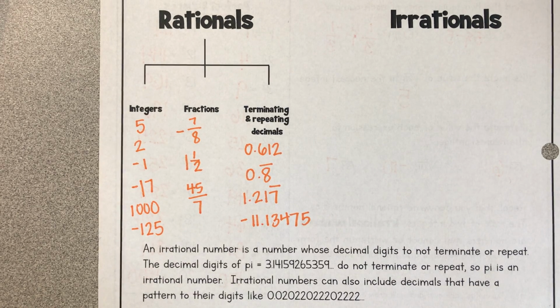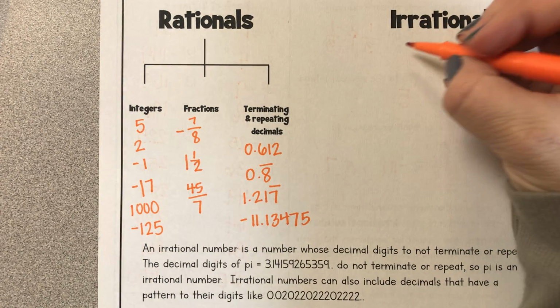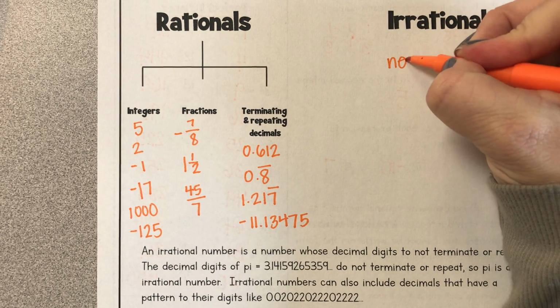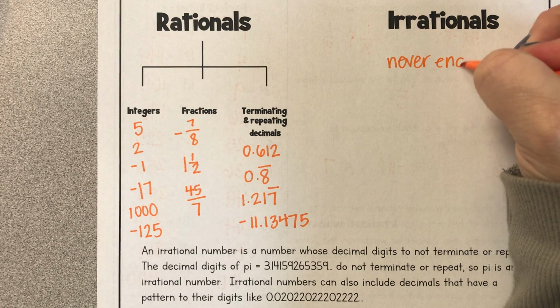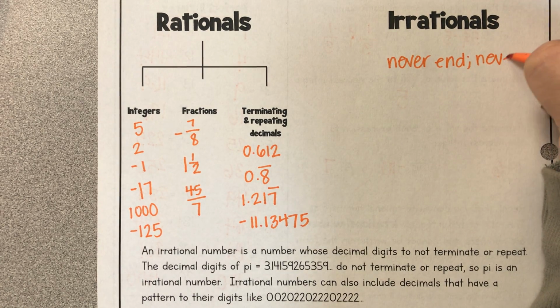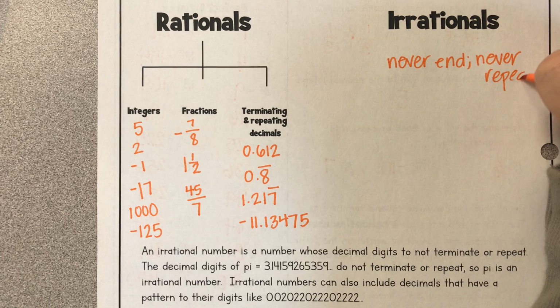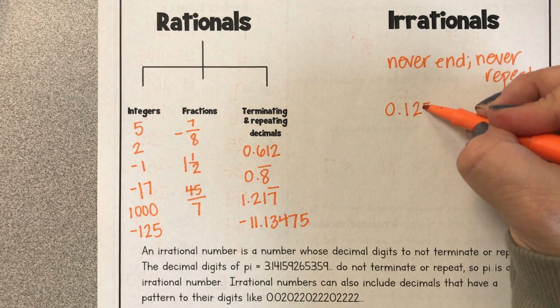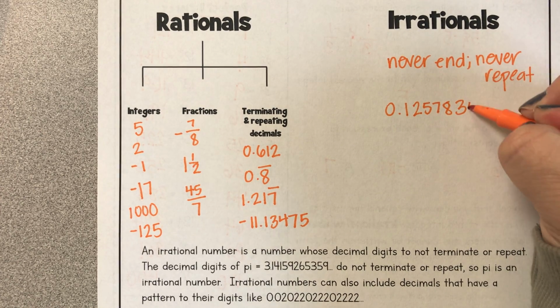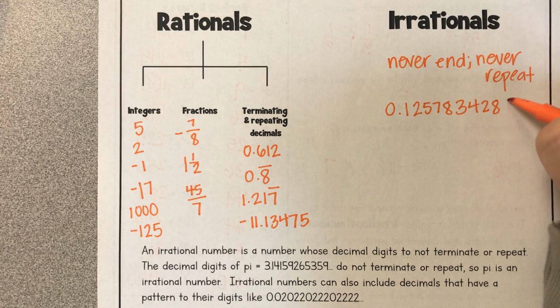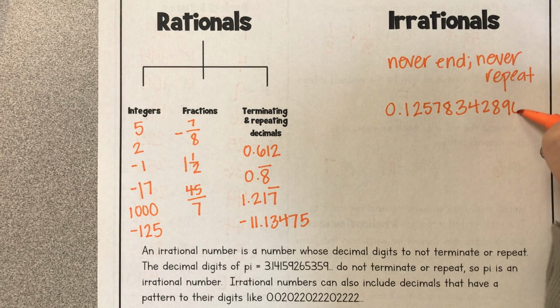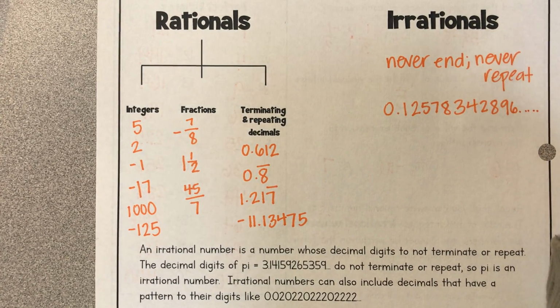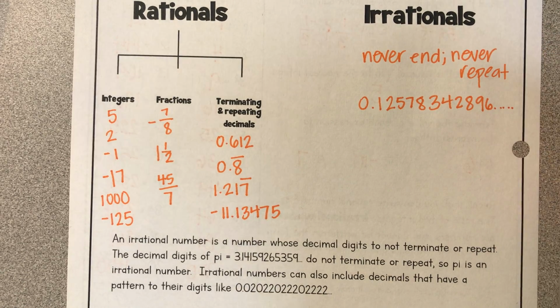So you might be thinking, well, what is even left to be irrational? Okay, and irrational numbers are numbers that never end and they never repeat. So literally if you wrote a number like 0.12578342896, on and on and on, if it never ever ended and never repeated, then it is irrational.